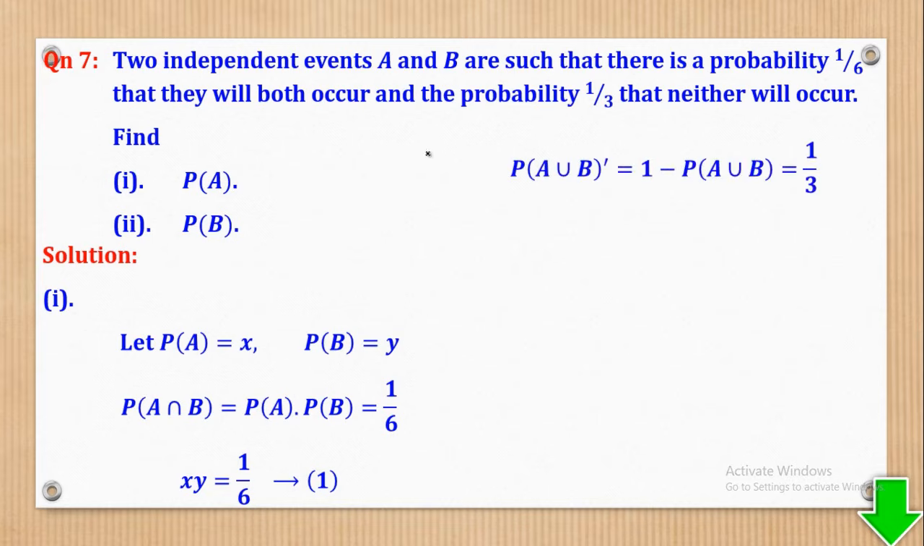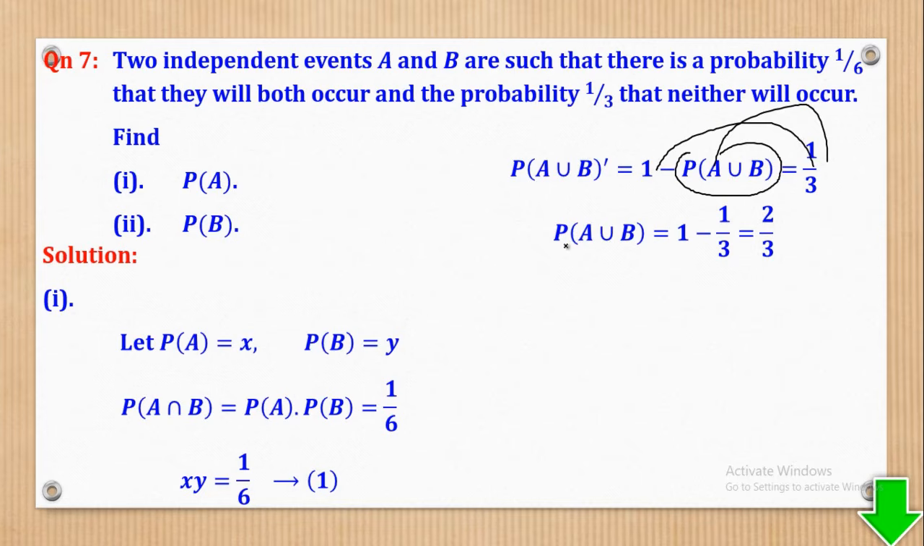Therefore I'll say that neither will occur means the complement of the union. So complement of the union will be a third. And it gives you 1 minus probability of A union B. And I already know, so I'll substitute. When I make this one the subject, I'll bring this one this side and bring this one this side. So I'll come up with probability of A union B equal to 1 minus a third, which gives you 2/3.